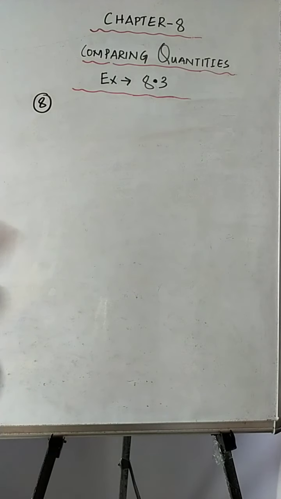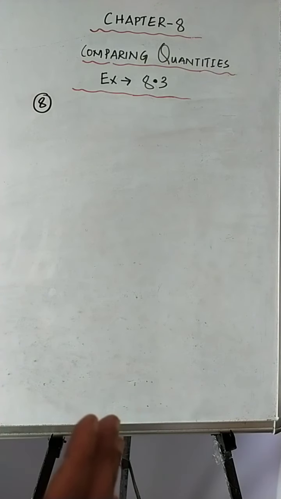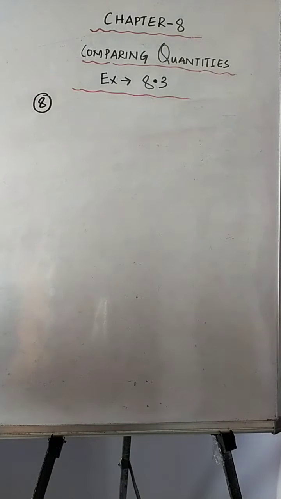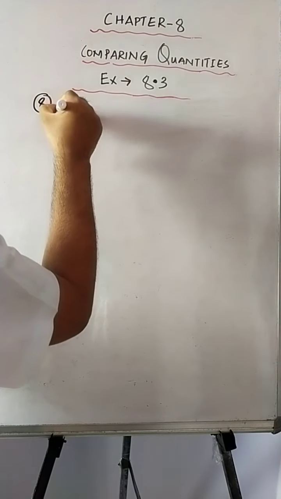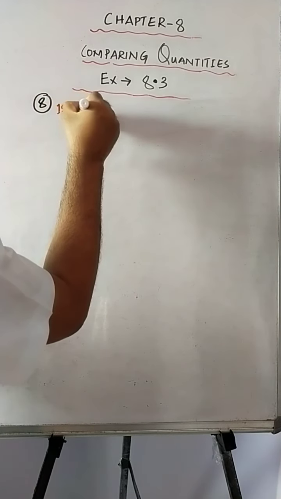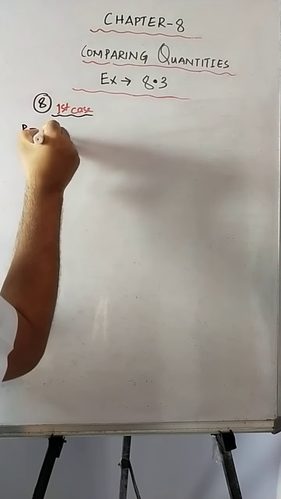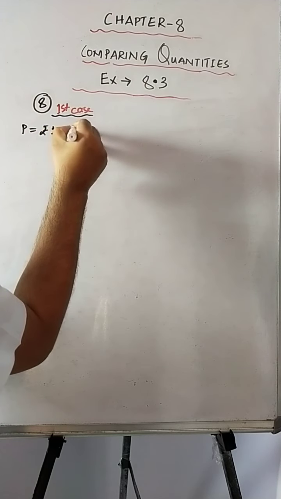So see, there are two cases given. In the first case, you have to calculate the compound interest for half yearly, and in the second case, you have to find the compound interest for annually. Fine. So let's first do the first case. So what is the first case? According to the first case, we have principal amount 10,000.